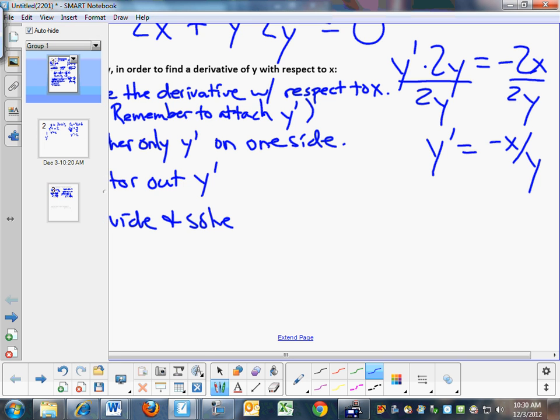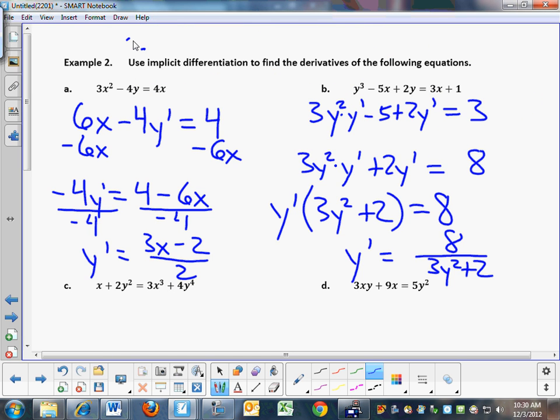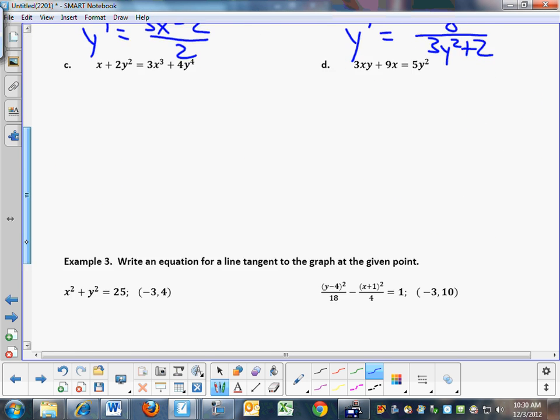So, let's try the rest of these examples. What's the derivative of x? 1. What's the derivative of 2y squared? 4y y prime. That's the most important thing you remember today, is that when you take the derivative of y squared with respect to x, it's 4y y prime.